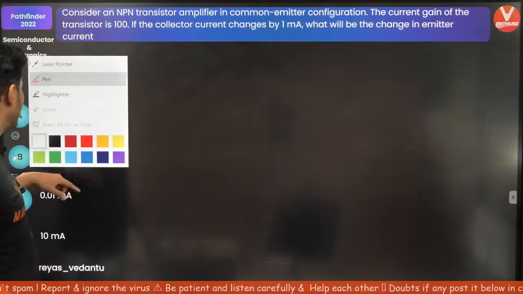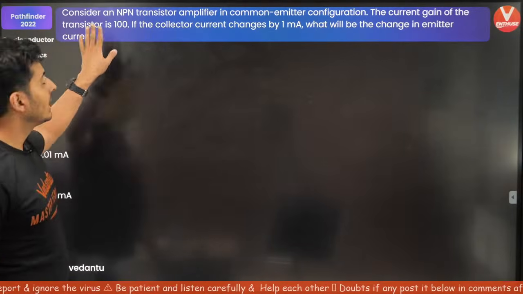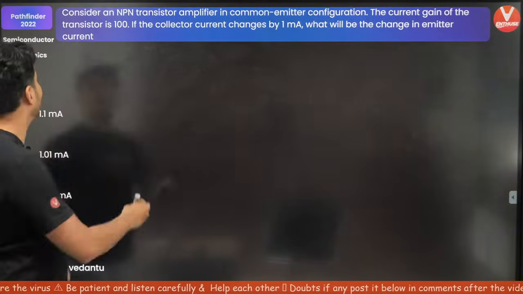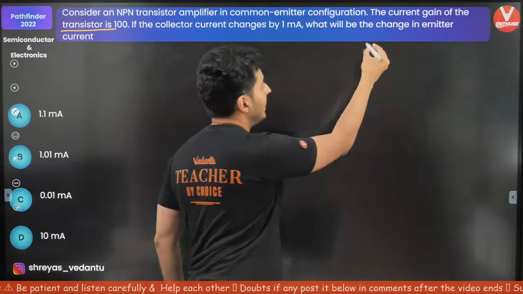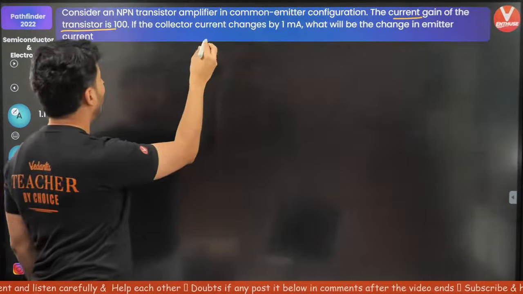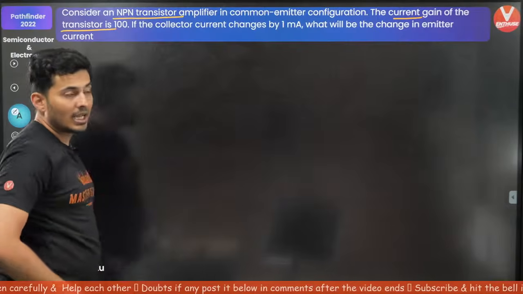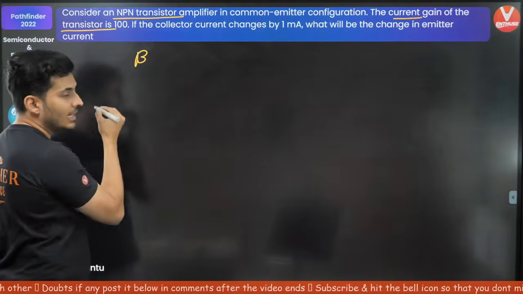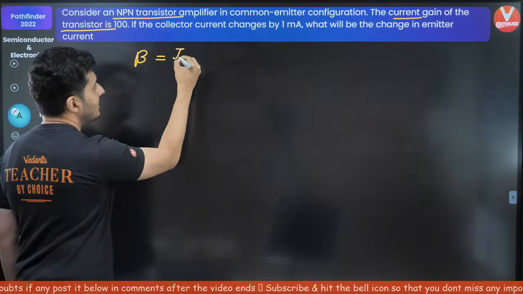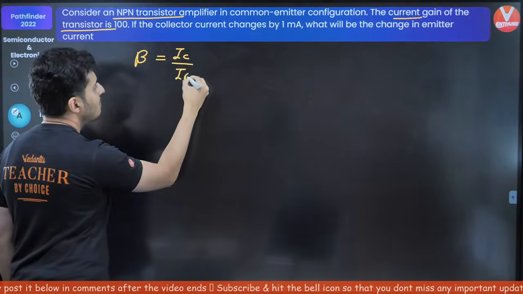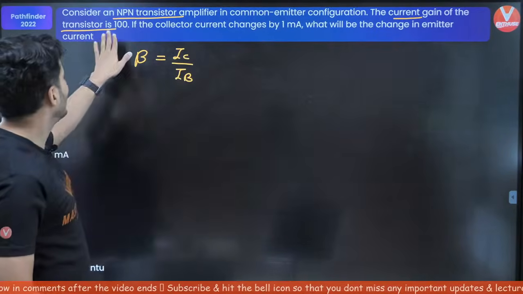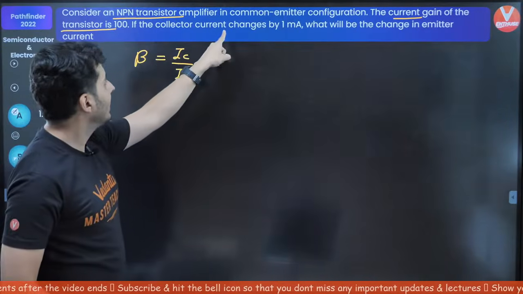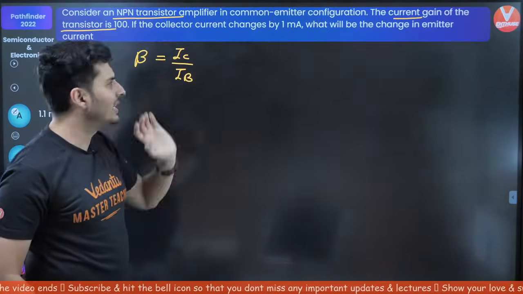Okay, let's try this question out. First of all, the current gain of the transistor is 100. This is the current gain for a transistor which is used as an amplifier. Remember I had mentioned the current gain is beta, and it is IC by IB. That's all. Now do I know anything? Yes, the collector current changes by 1 milliampere.